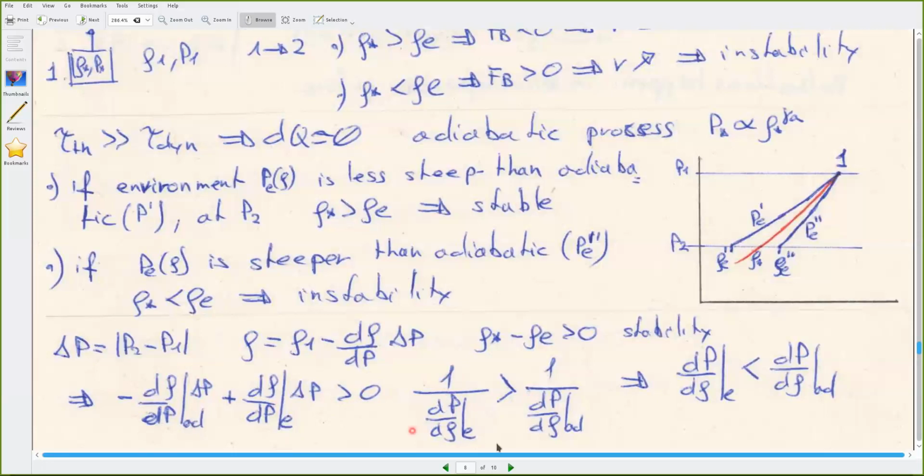1 divided by... changing the order of the two variables, because we need to have pressure on density. Usually we have it in this way, and we get this result. We saw before that for instability, the gradient of the environment must be less than the gradient of the adiabatic.